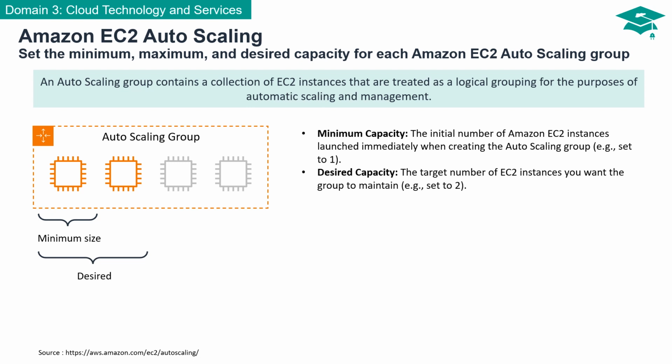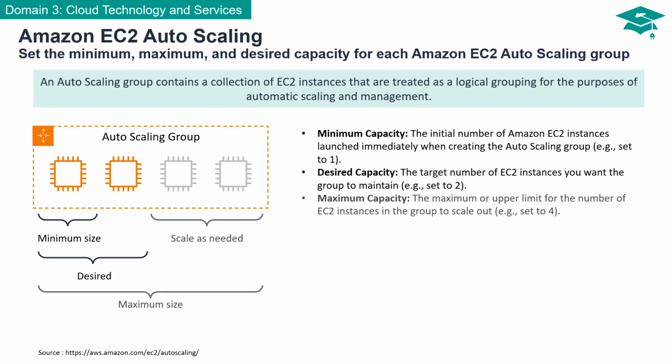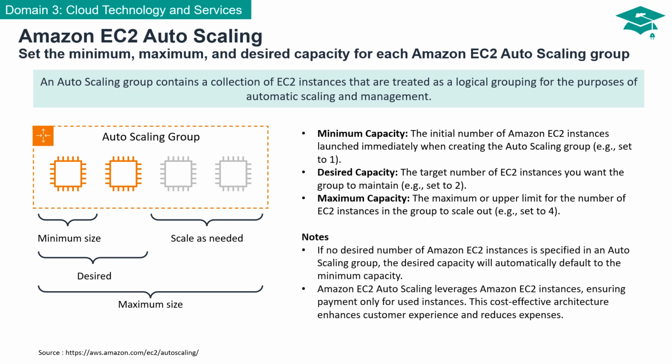Desired capacity. This is the target number of EC2 instances that you want the group to maintain. For instance, you can set it to 2. Maximum capacity. This defines the upper limit or maximum number of EC2 instances that the group can scale out to. For instance, you can set it to 4. It's important to note that if you don't specify a desired number of Amazon EC2 instances in an auto-scaling group, the desired capacity will automatically default to the minimum capacity.